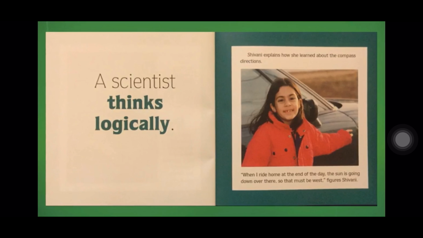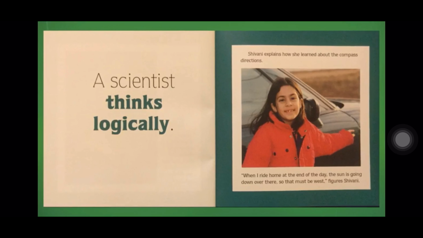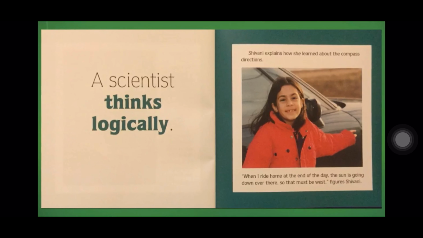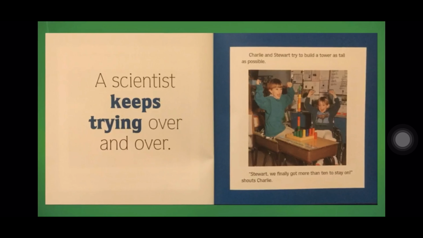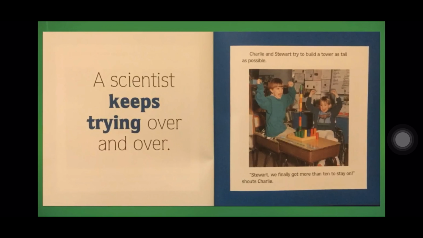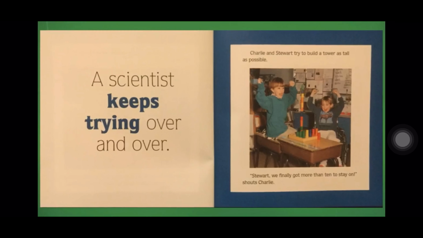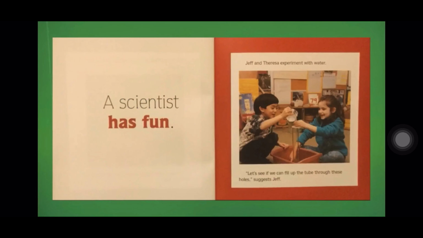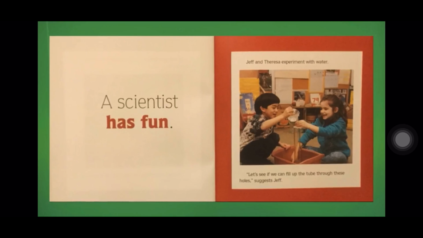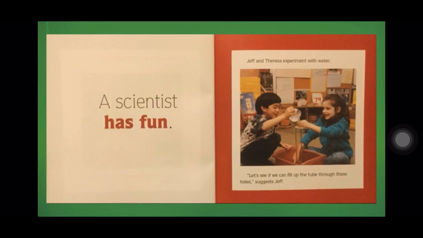A scientist thinks logically. Shivani explains how she learned about the compass directions. "When I ride home at the end of the day, the sun is going down over there. So that must be west," figures Shivani. A scientist keeps trying over and over. Charlie and Stuart tried to build a tower as tall as possible. "Stuart, we finally got more than 10 to stay on," shouts Charlie. A scientist has fun. Jeff and Teresa experiment with water. "Let's see if we can fill up the tube through these holes," suggests Jeff.